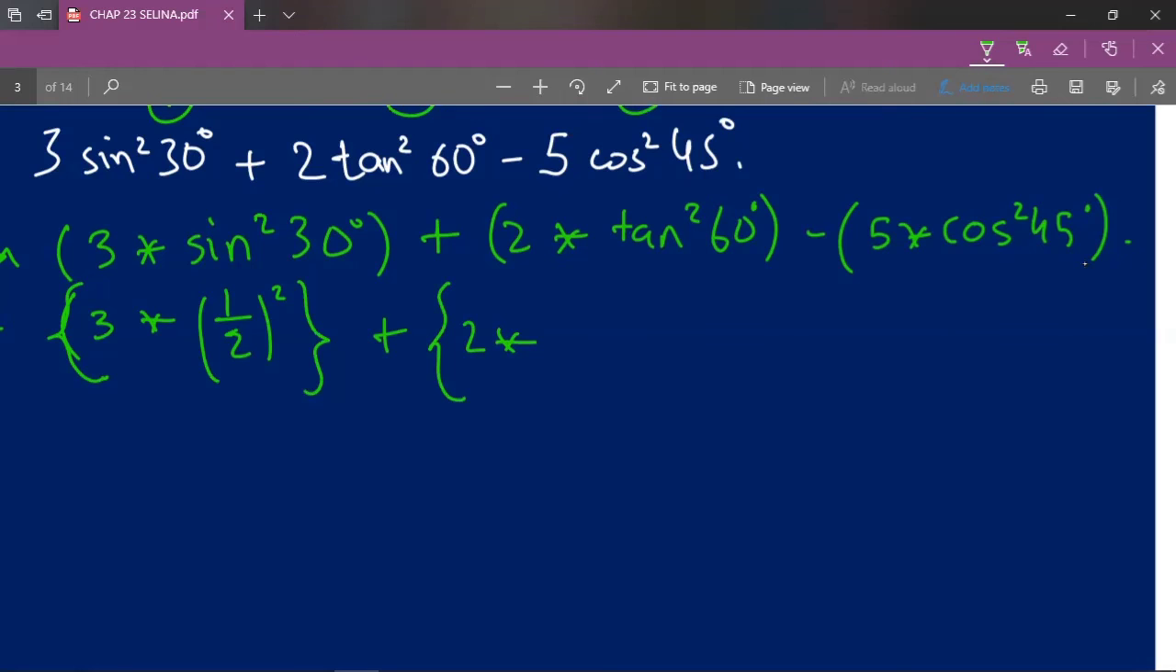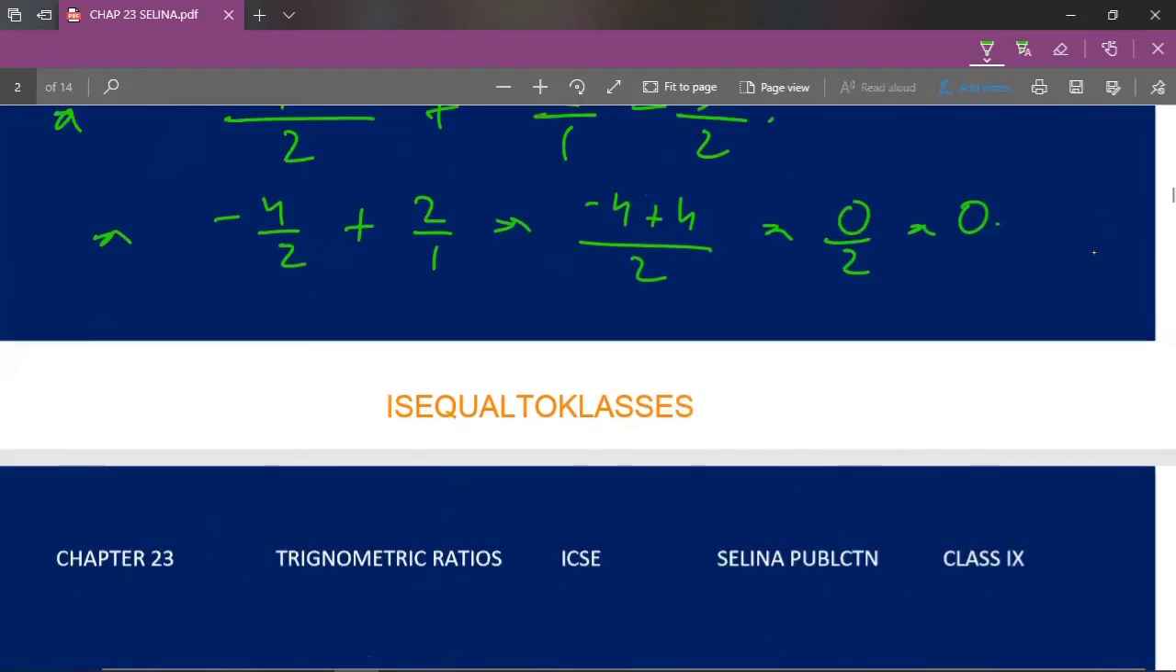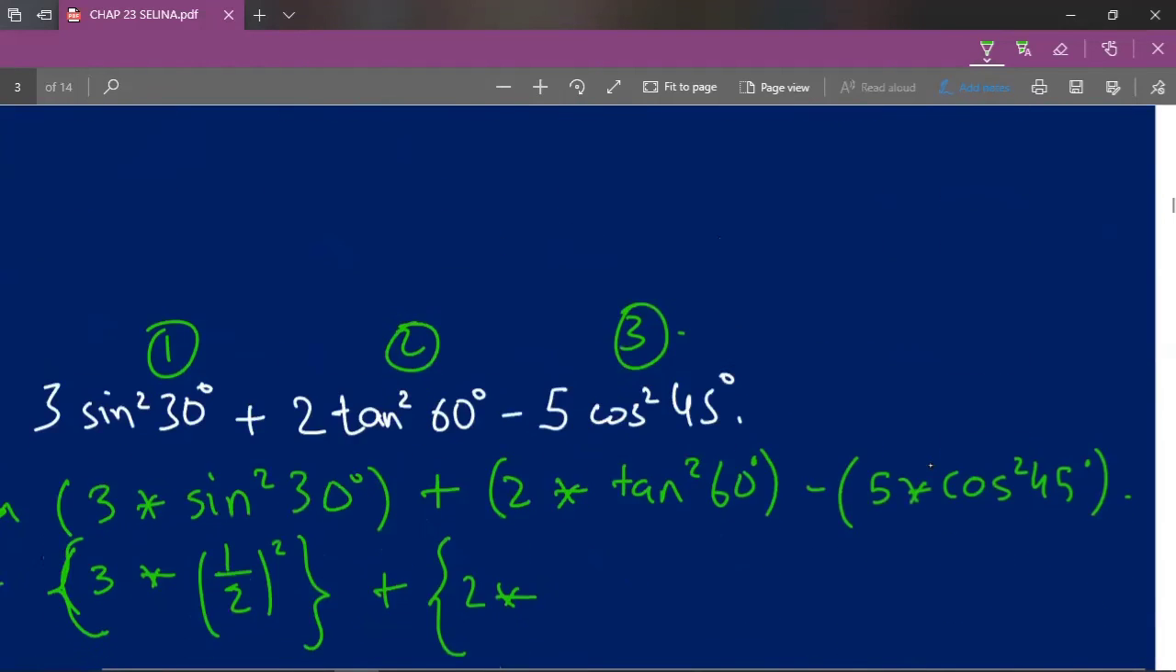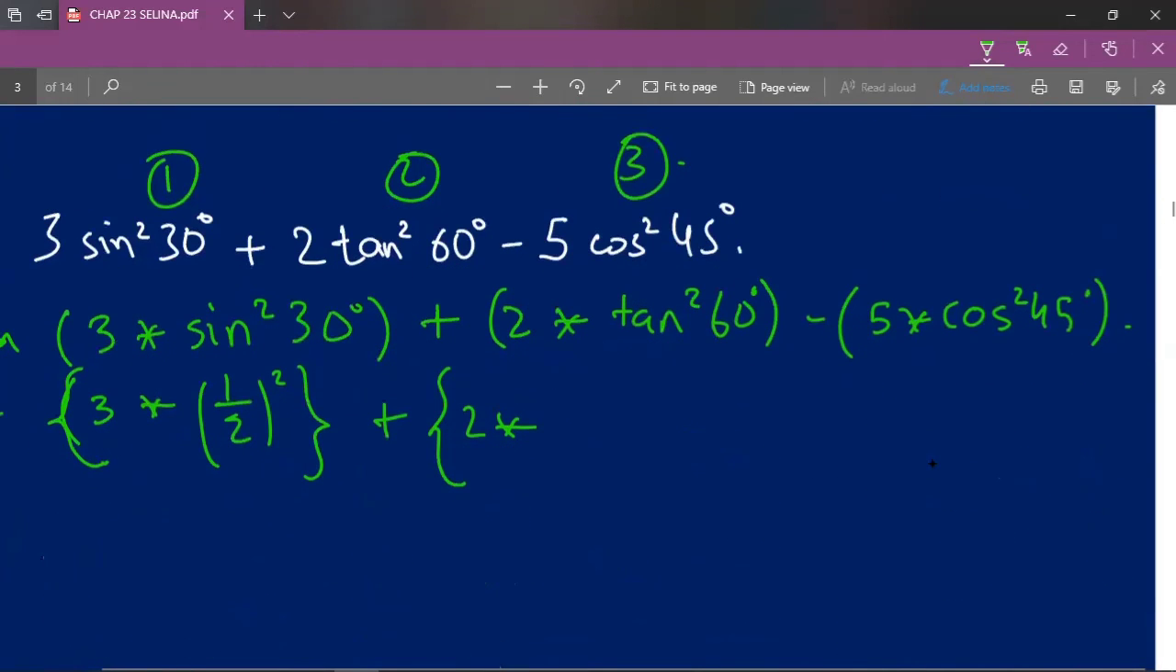So for 60 degree there is a magic triangle allotted to us. So therefore tan 60 degree means that with respect to angle 60 degree, perpendicular upon base, that is root 3 upon 1. Root 3 upon 1 can be written as root 3, and therefore tan square 60 degree will be root 3 with the whole square. And therefore we'll move on to our last part.